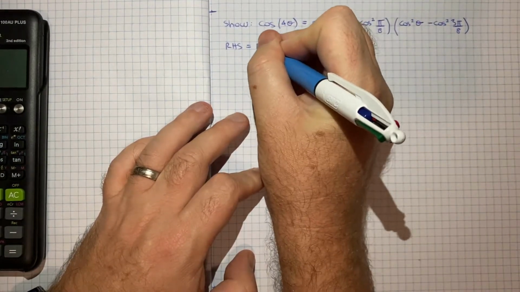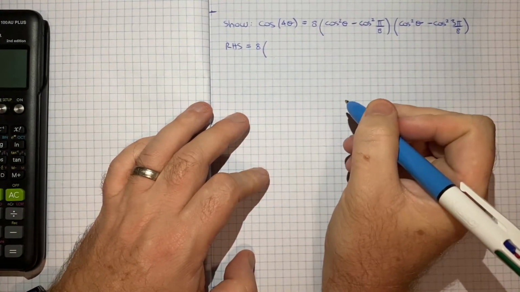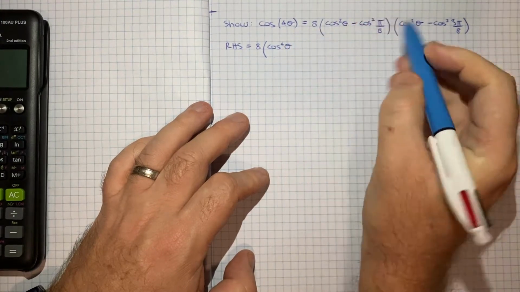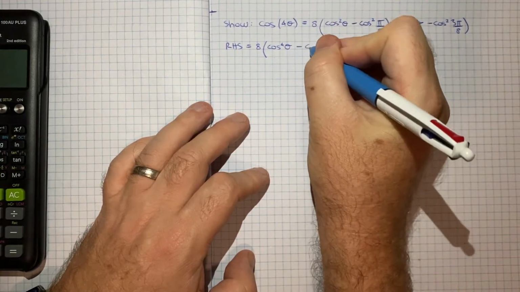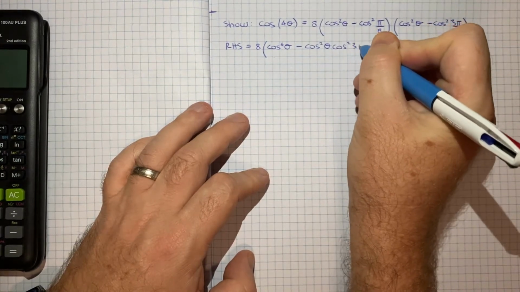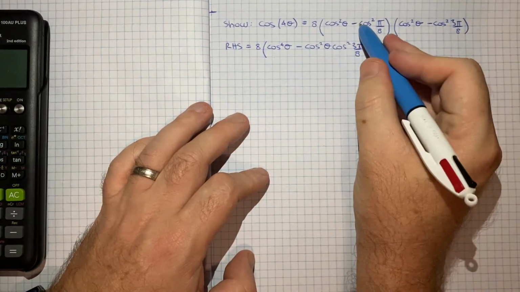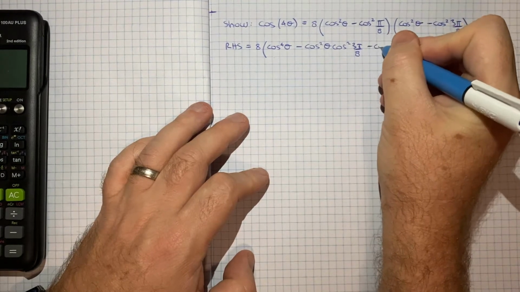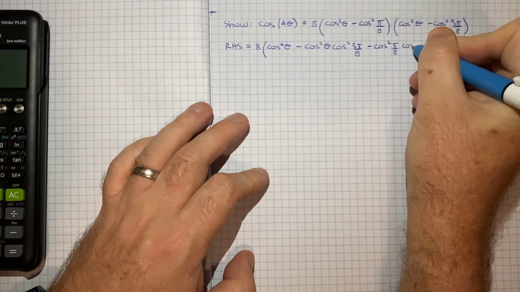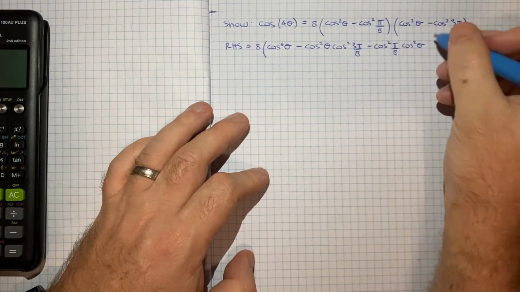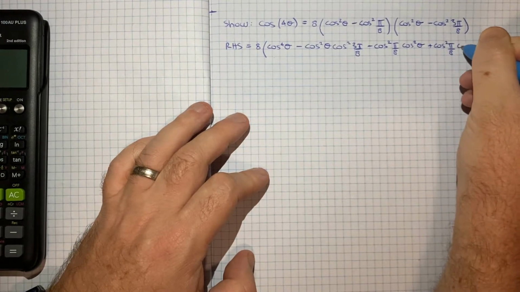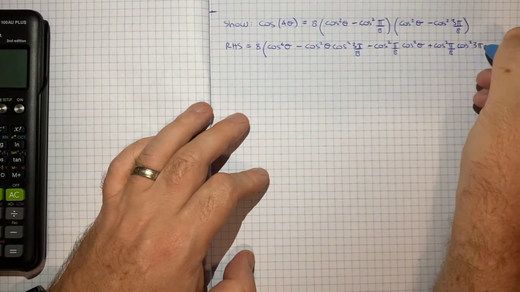So we'll leave the 8 out the front, and we'll get cos⁴θ minus cos²θ cos²(3π/8). And then we'll get minus cos²(π/8) times cos²θ. And then we'll get plus cos²(π/8) cos²(3π/8).